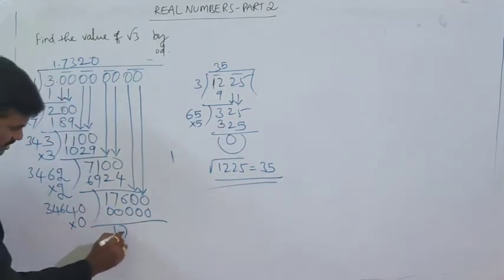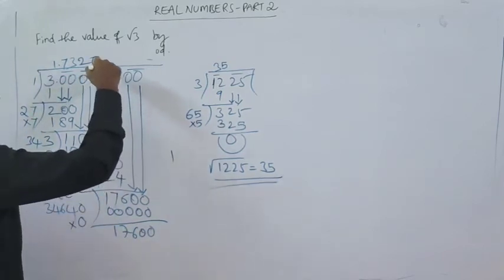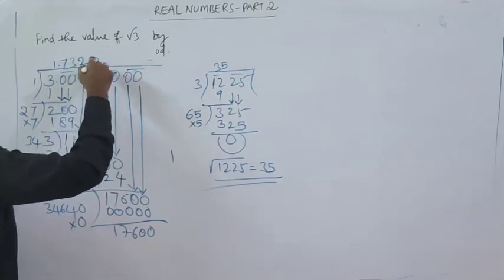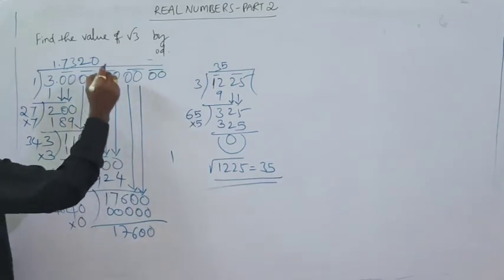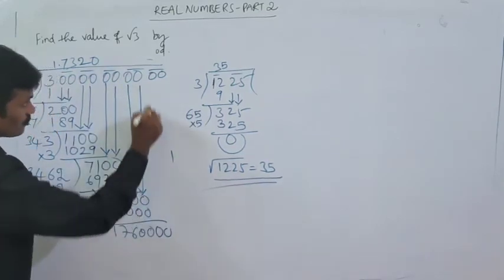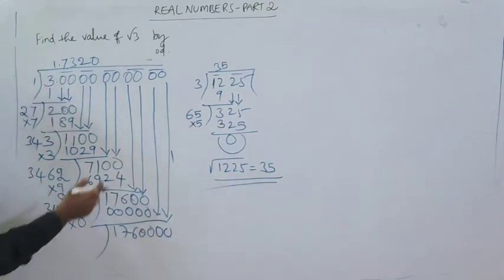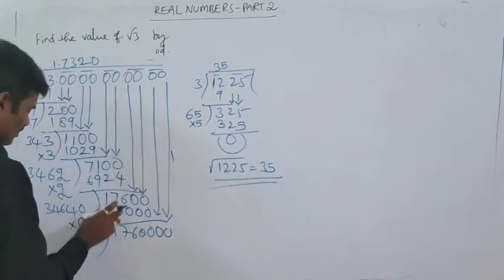Now the difference is 17,600. Yes. Now again, if you want to continue like this, if you want to get one more digit in the square root of 3, I have to write one more pair of 0. Okay. Then bring down those 2 zeros again. Like this, my dear students, you have to continue the procedure till we get 0.